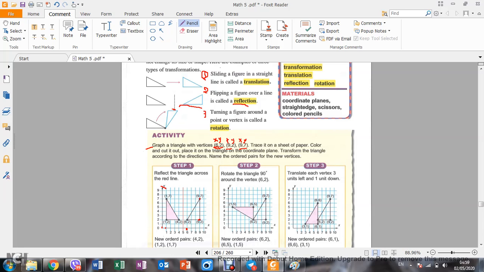I show them how I did it. This point, after that, I connect together. Look. This point connects with this point, and this point connects with this point, and this point connects with this point. So I have one triangle, okay. So it tells us to reflect this one.